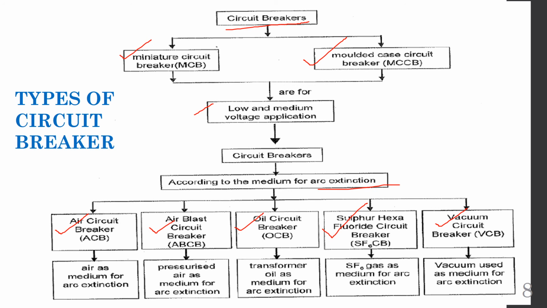Like in air circuit breaker and air blast circuit breaker, air is used as a medium, either pressurized or non-pressurized air. Whereas in oil circuit breaker, oil is used as a medium for quenching the arc. SF6 circuit breaker uses the gas SF6 for quenching the arc. In the same way, vacuum is used as a medium for arc extinction.